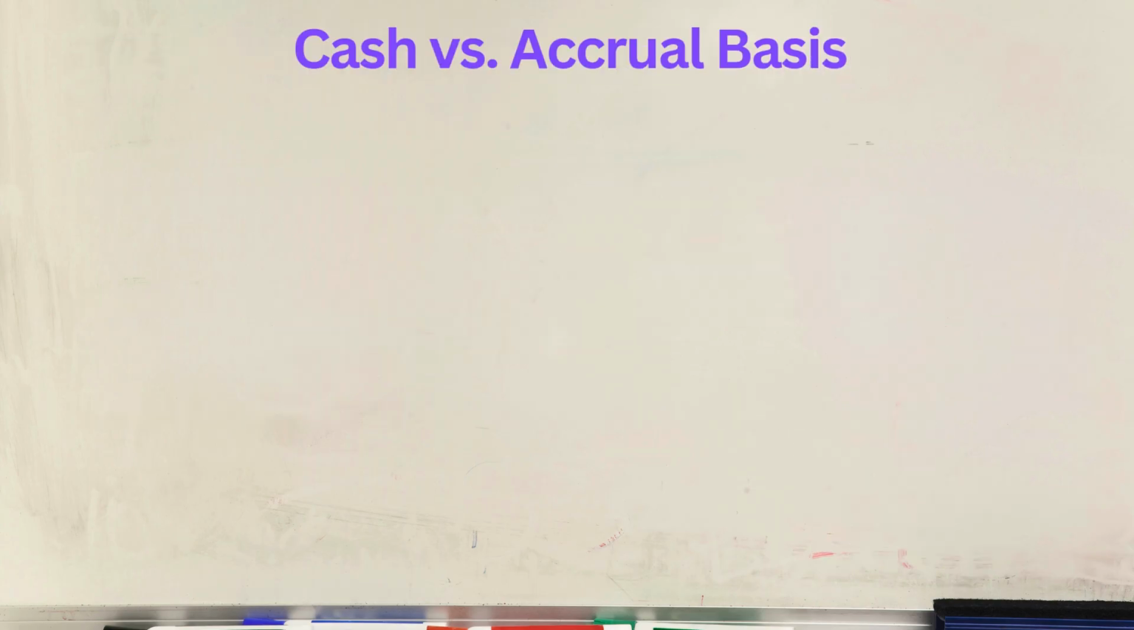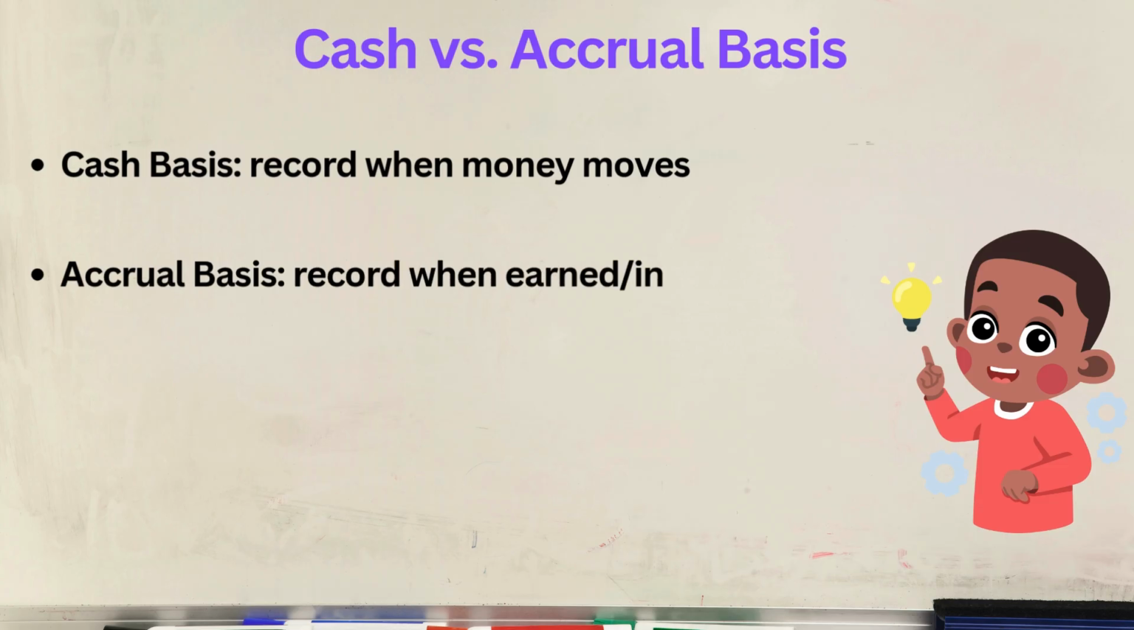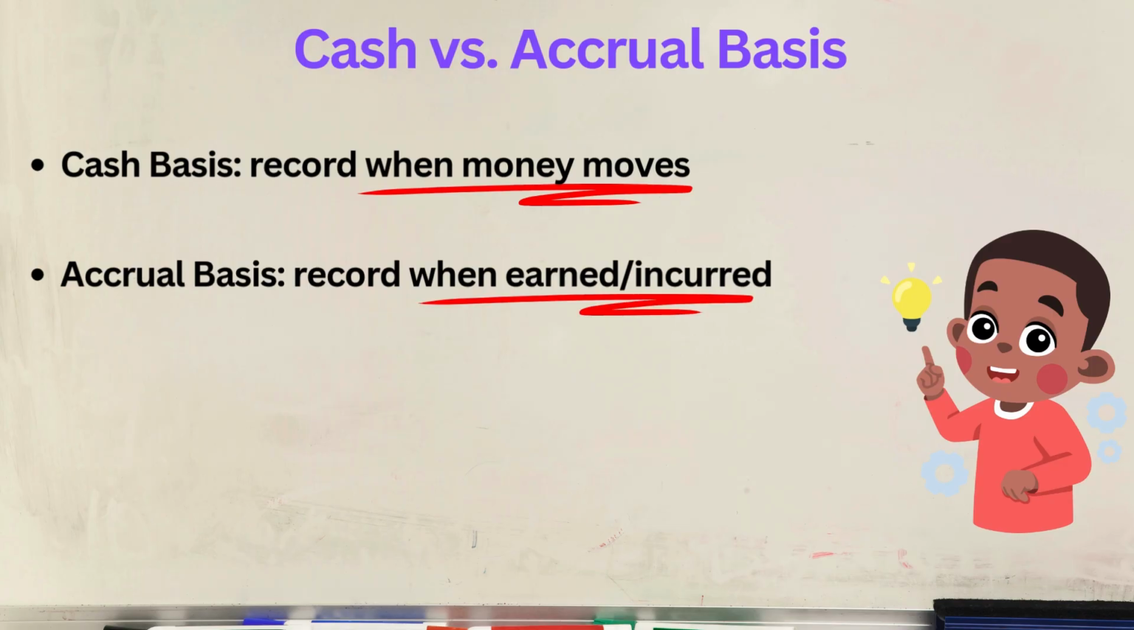Okay, before we dive into cash flow, you need to understand that your accounting method changes how you see your finances. There are two accounting bases, which are cash basis and accrual basis. Under cash basis, you record income only when it's received and expenses when they're paid, very straightforward. Accrual accounting, on the other hand, records income when it's earned and expenses when they're incurred, even if no cash moved. This gives a bigger picture but can make you look profitable while your bank account is empty.